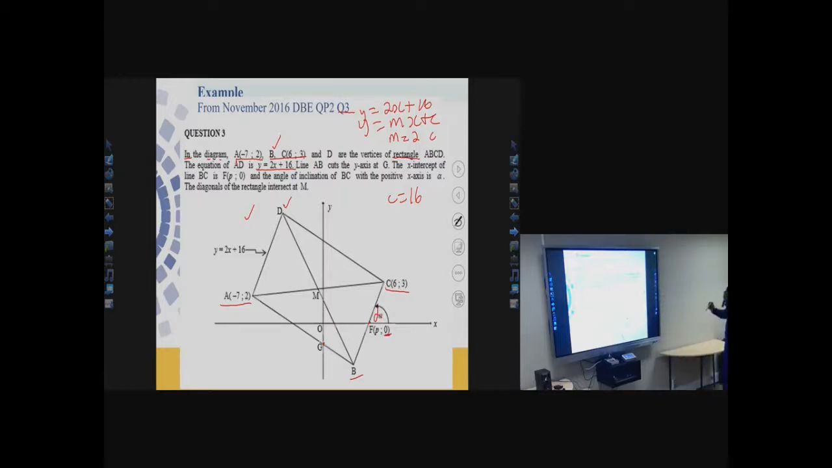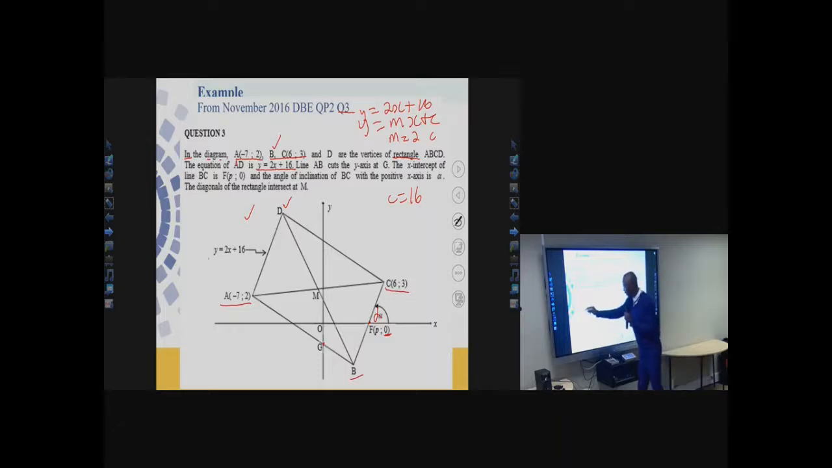The diagonals of a rectangle intersect at M. What do you know about the diagonals of a rectangle? They bisect each other. It means M is the midpoint of AC, and also the midpoint of DB. So when they ask you to calculate the coordinates of M, you are literally calculating the midpoint of AC. Those are the things that come to your mind as you read the statement, right? So that is the story.